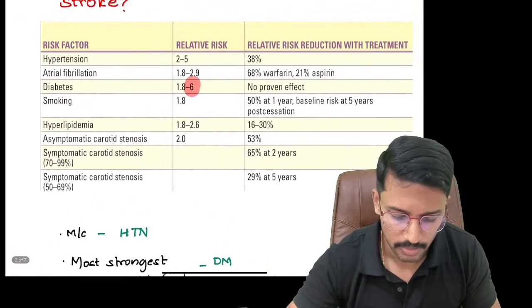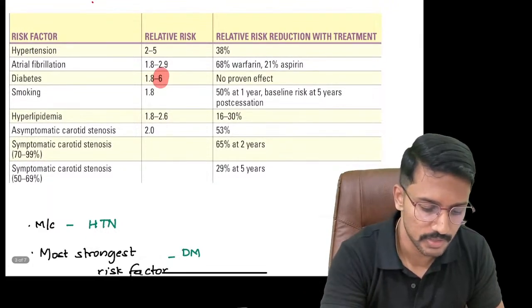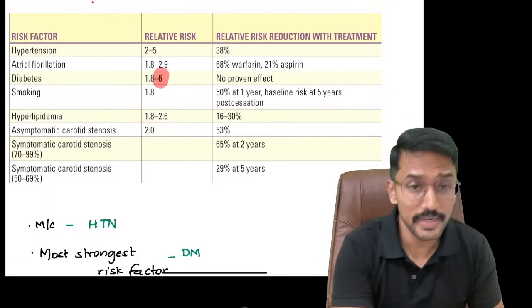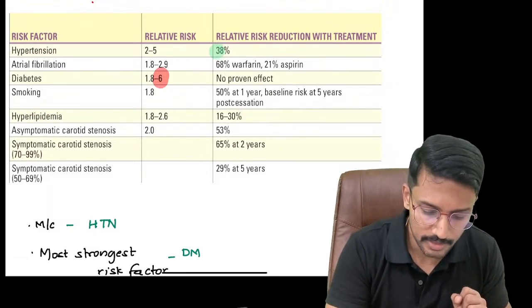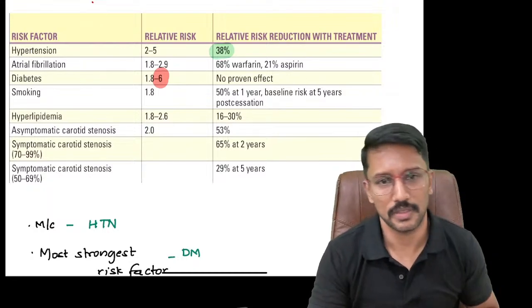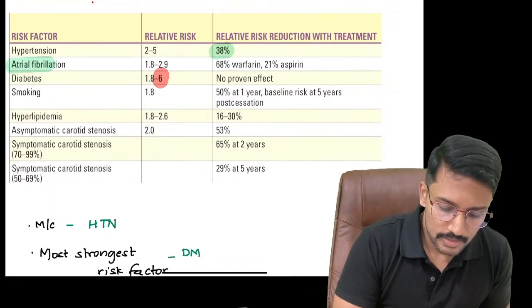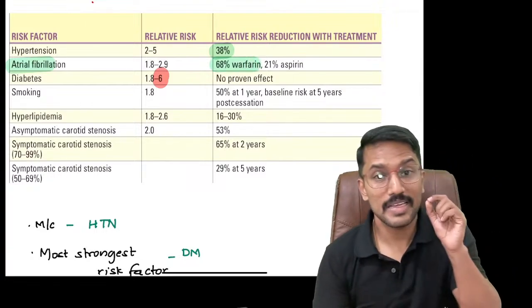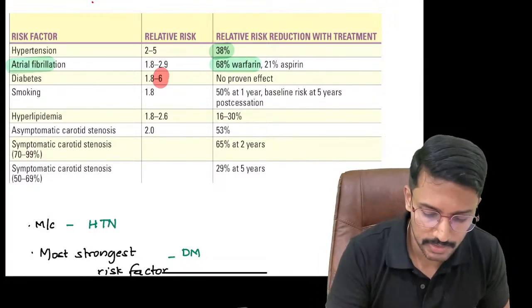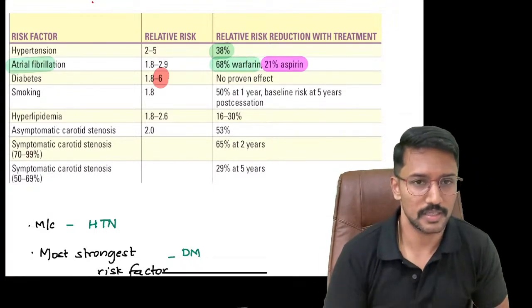So here is the table. You can see the relative risk reduction with treatment. So when I treat hypertension, I can reduce the risk by 38%. Okay. If I treat atrial fibrillation with warfarin, I reduce the risk by 68%. And if I treat it with aspirin, by 21%.